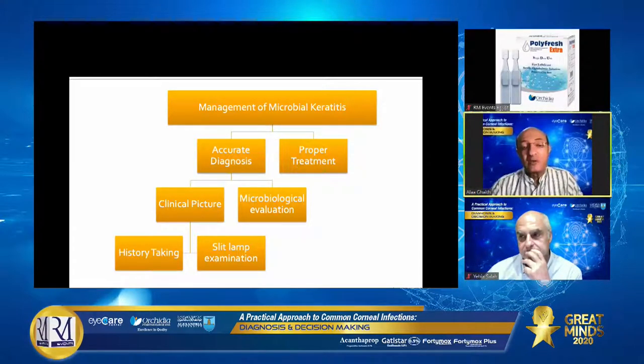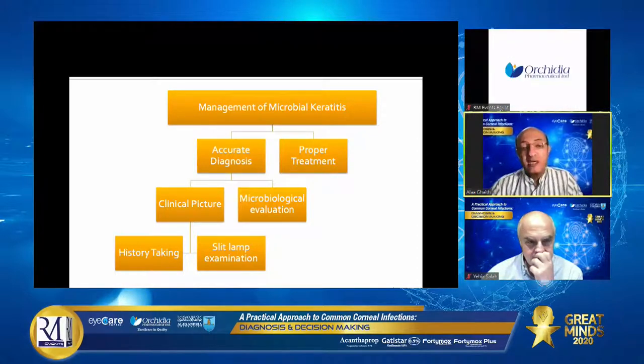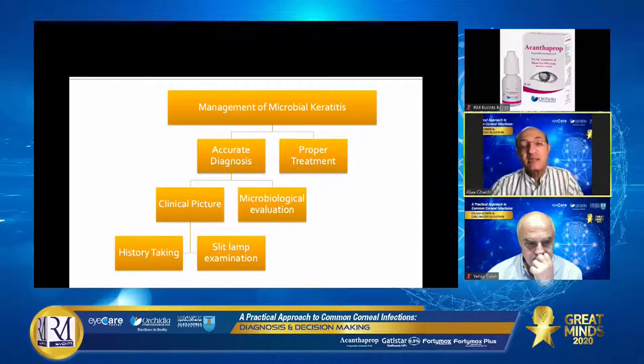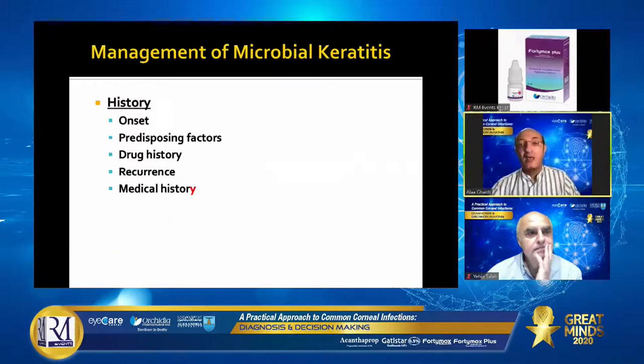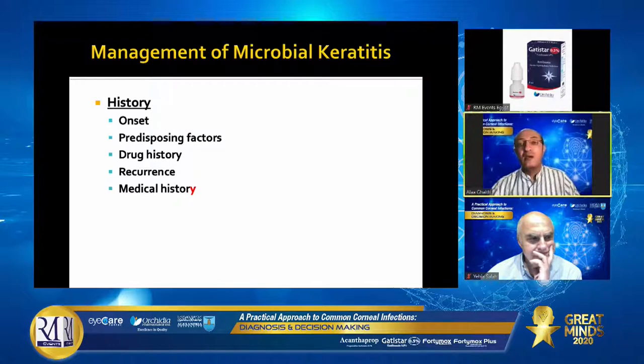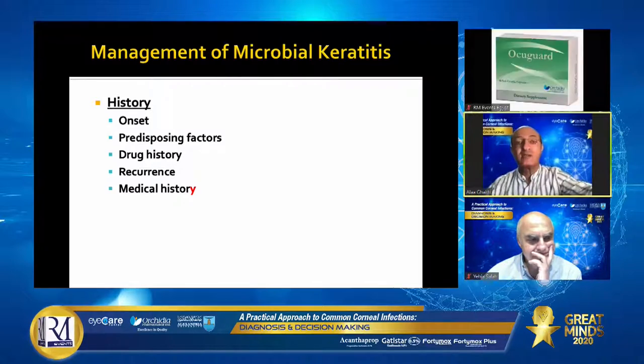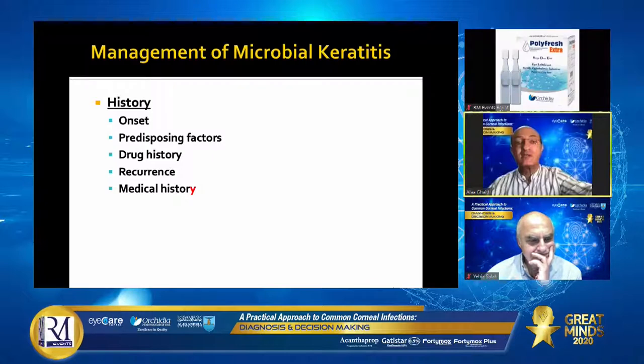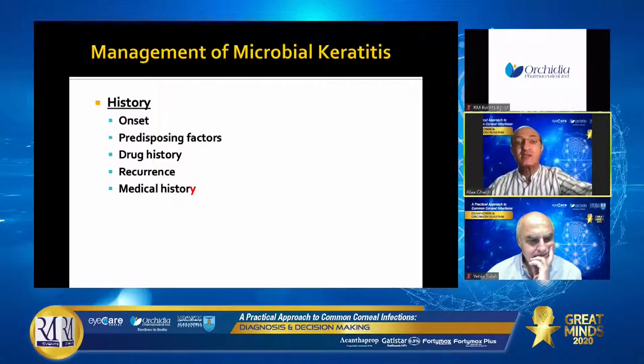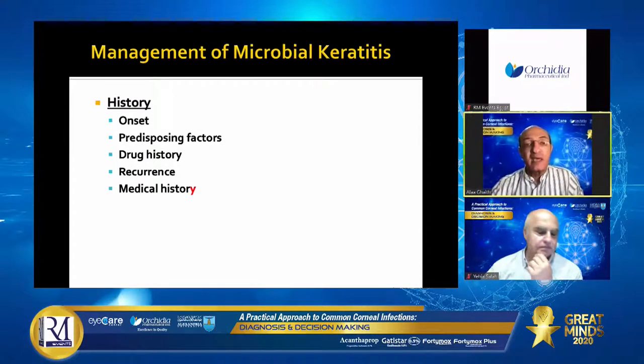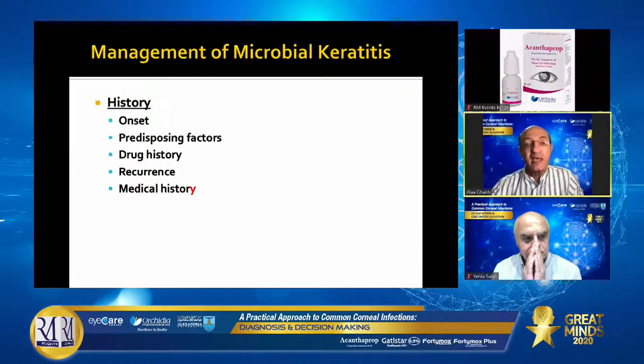The clinical picture includes history taking and a good thorough slit lamp examination, which is of utmost importance. When you come to history taking, you have to ask about the onset of the disease, how it occurred and how fast it occurred, any predisposing factors, drug history, history of recurrence, and medical history of the patient.